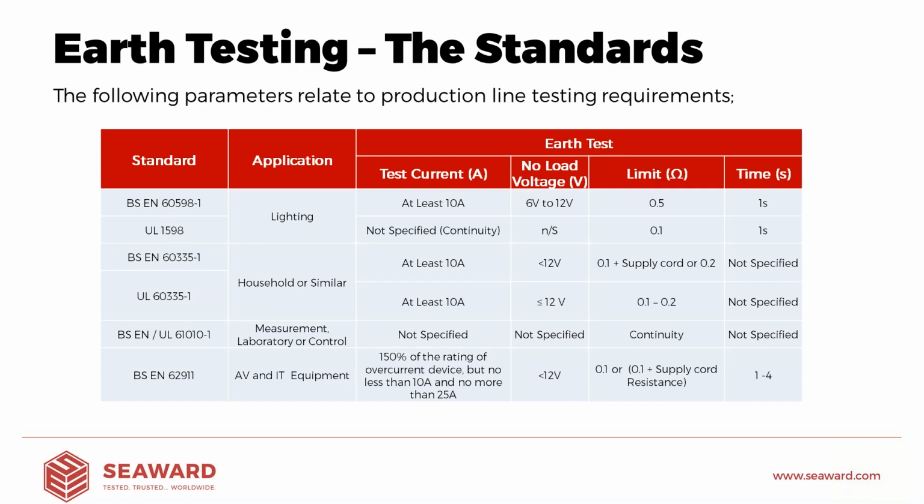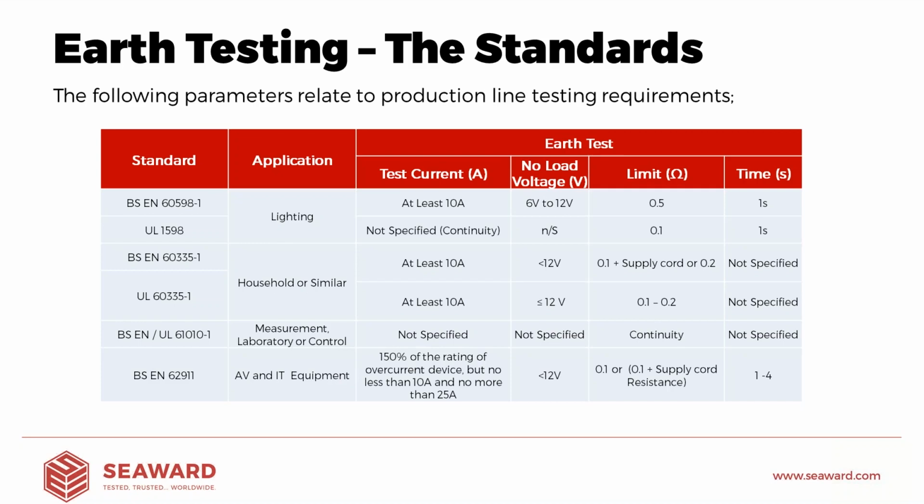And an audio visual standard here, British European standard 62911. This is a standard purely for the routine testing of audio visual or information technology equipment. You can see that their recommendation for the test current is 150% of the rating of the overcurrent device, i.e. the fuse, but no less than 10 amps and no more than 25 amps, from a 12 volt or less no load voltage. And again, 0.1 or 0.1 plus the supply cord resistance, and that should be performed for a period of time of 1 to 4 seconds.